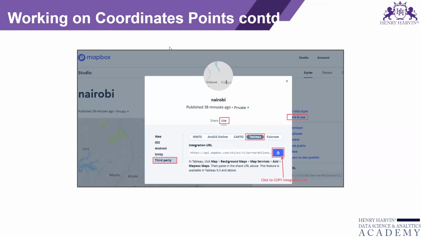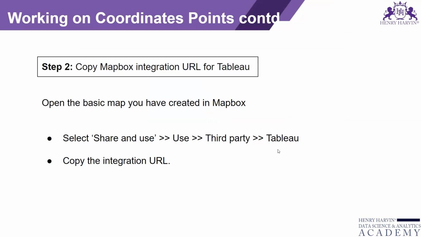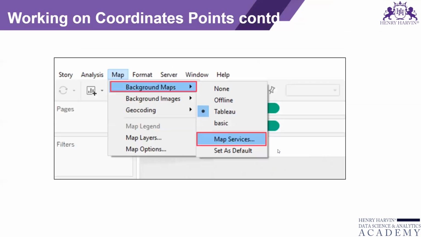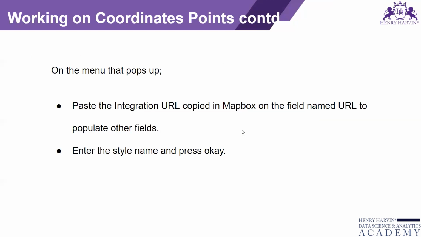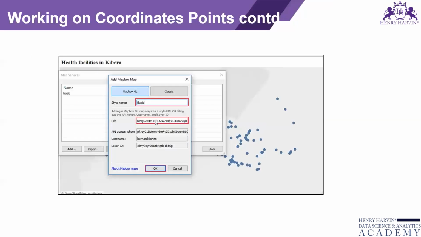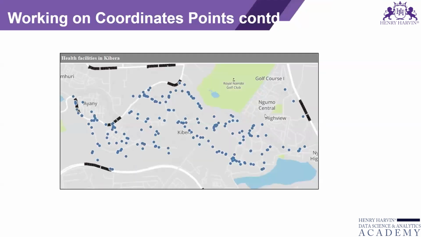You have to create an account on Mapbox. Then you go on to Tableau, get the integration URL. You have to copy this URL and use it. You click here, background maps, map services, and you select Mapbox. Inside Mapbox, you will again get an option to paste your URL. Okay, and then after this your entire map will be plotted onto Mapbox. This is an outside third party tool which you can integrate into Tableau for better visualization results.